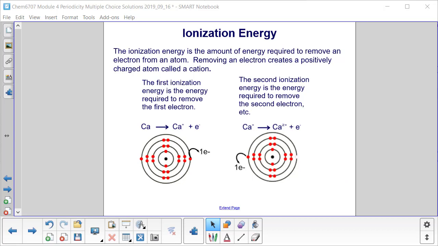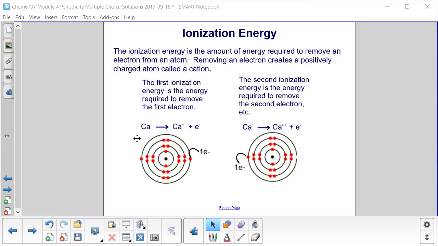The ionization energy is the amount of energy required to remove an electron from an atom. Removing an electron creates a positively charged atom called a cation. The first ionization energy is the energy required to remove the first electron.